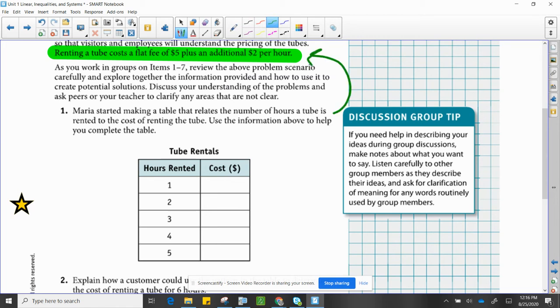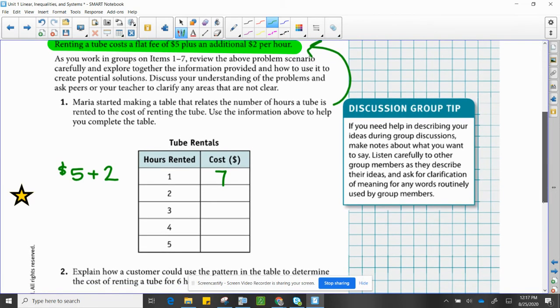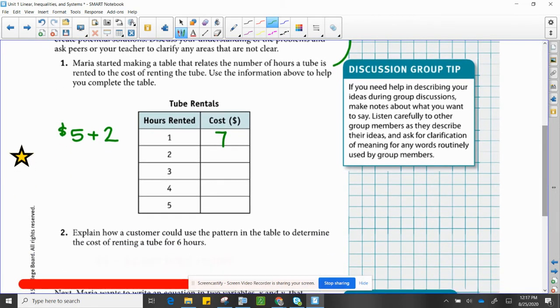So if we rent this tube for 1 hour, there's that flat fee of $5 no matter what. And then it's $2 for every hour we rent. Well, if we only rent it for 1 hour, that's $2. We didn't have to charge any more, right? So our total cost would be $7. So what I'm going to have you do is finish the rest of this table. Go ahead and fill in what would be the price if we rented it for 2, 3, 4, or 5 hours. So pause the video here and go ahead and fill that in.